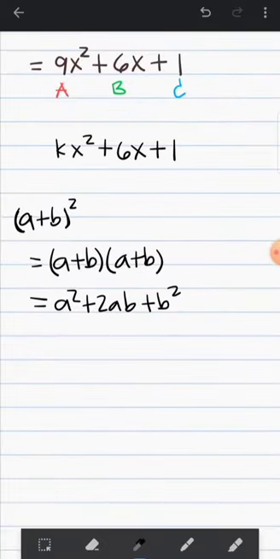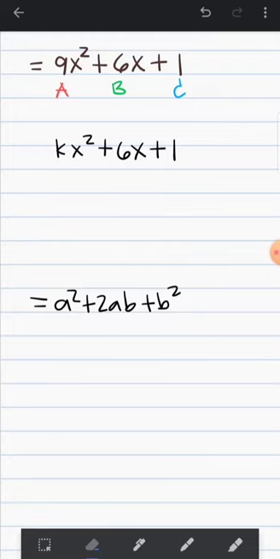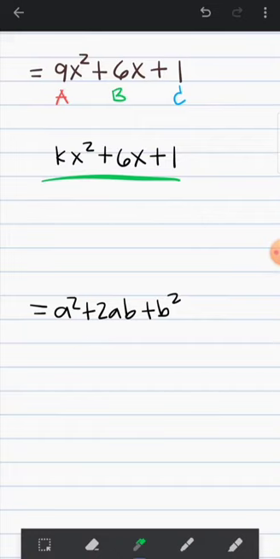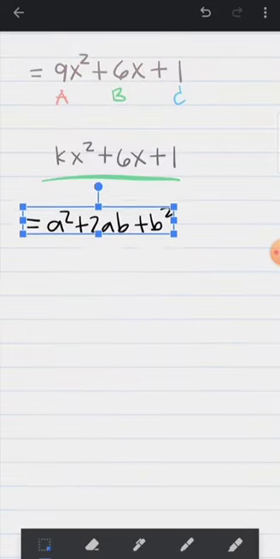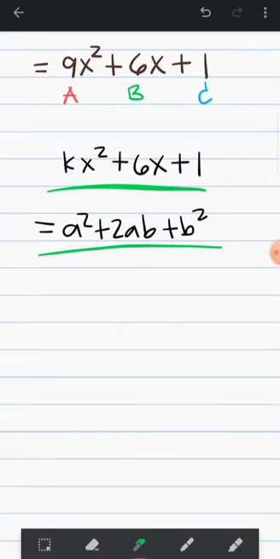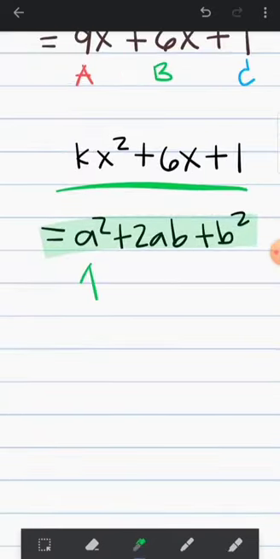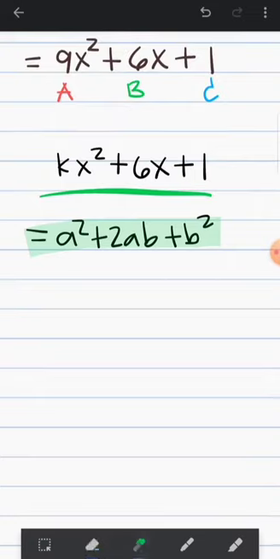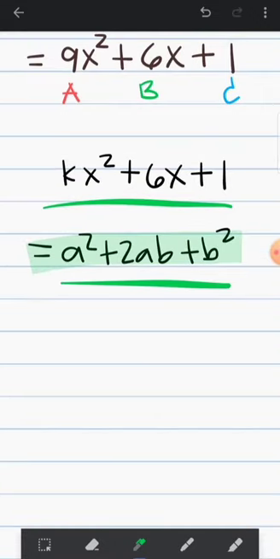In order for this polynomial or trinomial to become a perfect square, it should follow this format, alright? Because this is the very general form for a perfect square trinomial. Having the first term squared, the second term twice the product of the first and second term, and the last term is the square of the last term. So that's the first step to solve this problem. It should follow this format.